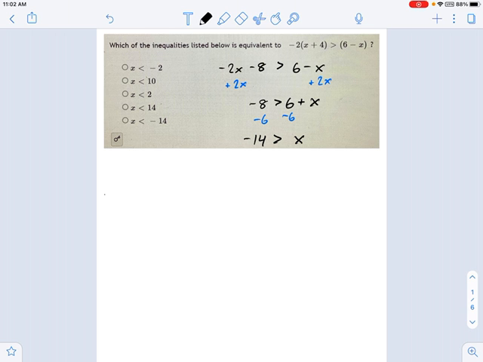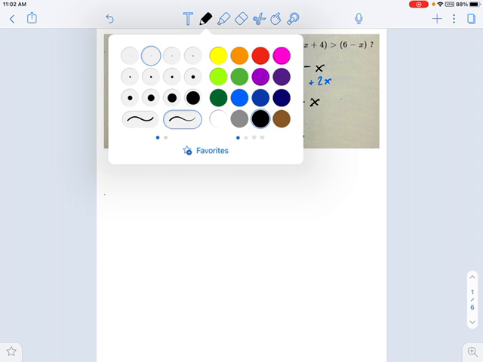We didn't switch that inequality sign around. So think about what this is saying. It's saying x is less than negative 14, which is equivalent to this one over here.